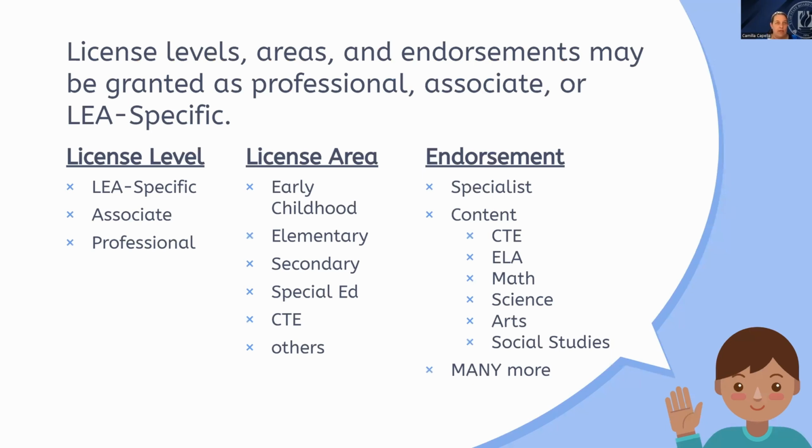So we have these three different license levels, and they can be applied across different license areas and endorsements. So you might have someone at your school who they found for early childhood who's got an LEA specific, and the school thinks they're doing great and they're just on that license level, just at that school. You might also have someone who has an associate license for secondary with an associate endorsement. So someone might be teaching secondary math on an associate license. Then most of the staff are probably going to have professional licenses. So they would have a professional license level, professional license area, and a professional endorsement in that situation. So maybe you have someone who's teaching elementary and they have a professional level license.